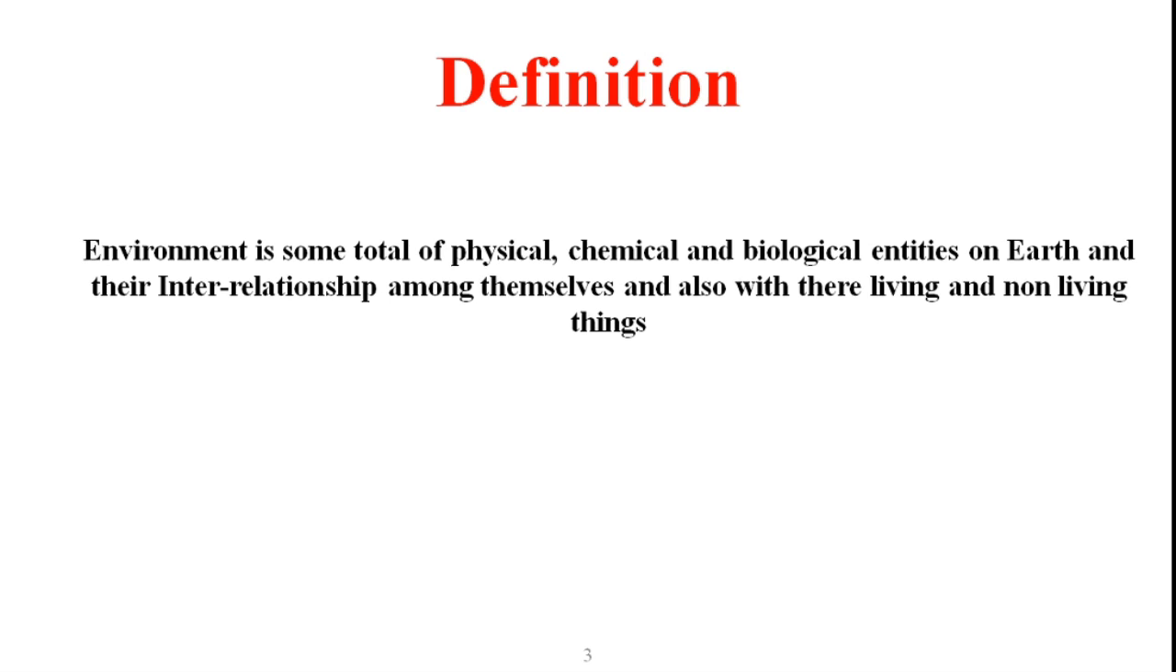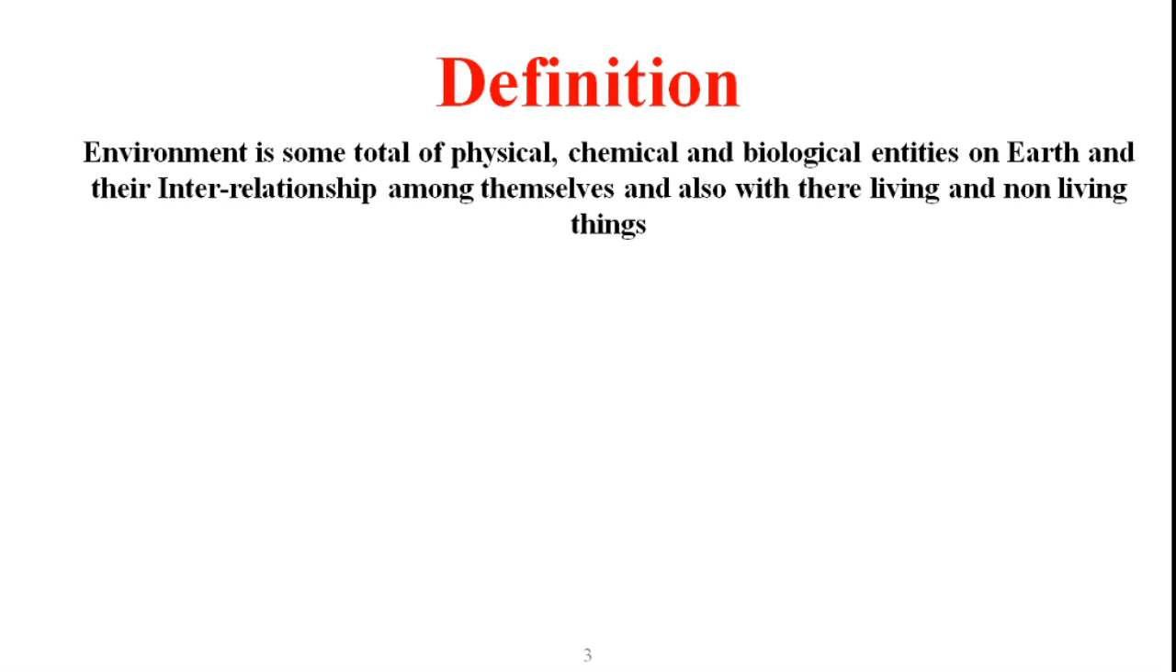So let us start with the definition of environment. Everything that surrounds and affects a living organism is environment. The sum total of water, air, and the land, and the interrelation that exists among them and with the human being or other living organism and material is known as the environment.